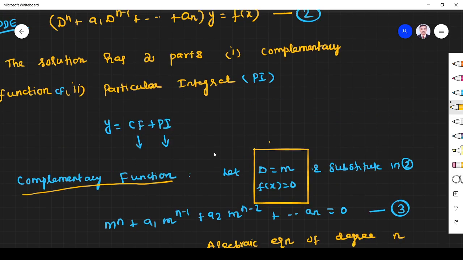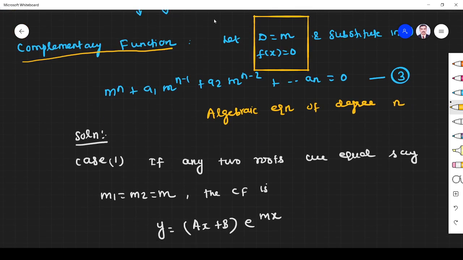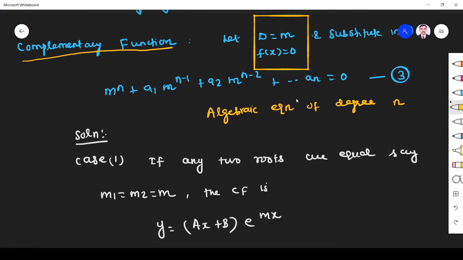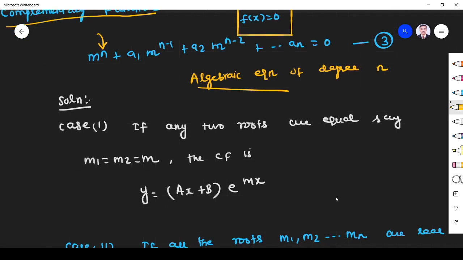Now you see equation number 2 is a differential equation. Equation number 3 is an algebraic equation of degree n. So it is very easy to solve the algebraic equation compared to the differential equation. We know how to solve algebraic equations from our 8th standard onwards. Now, an algebraic equation has three types of solution: the roots may be equal, or the roots may be different, or the roots may be complex.